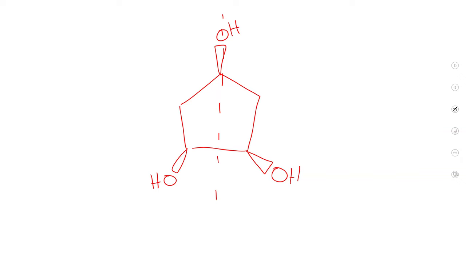The key aspect is that it's symmetrical, which means one of them can be down and the other two up and still have that mirror plane, right? Because you'll still have that line going right through that oxygen, regardless of if it's up or down.